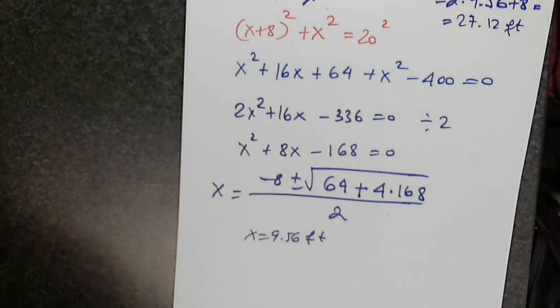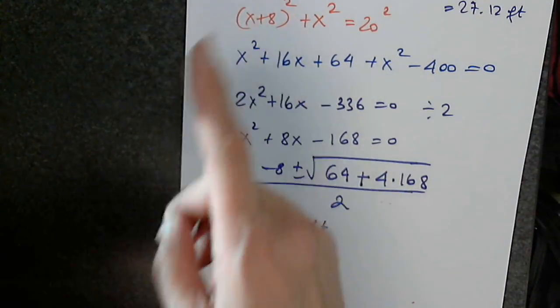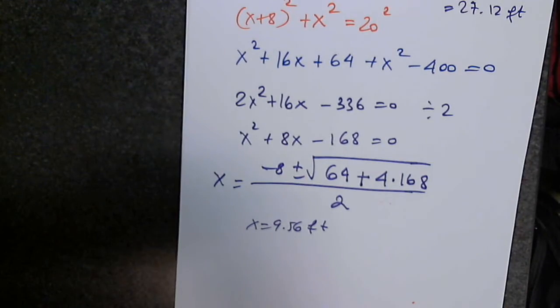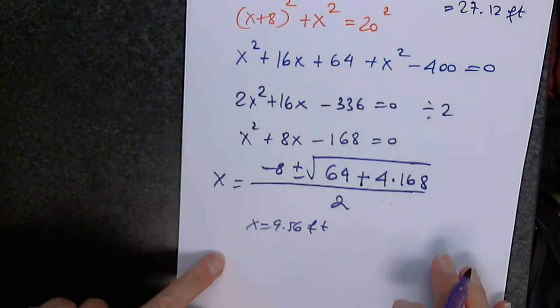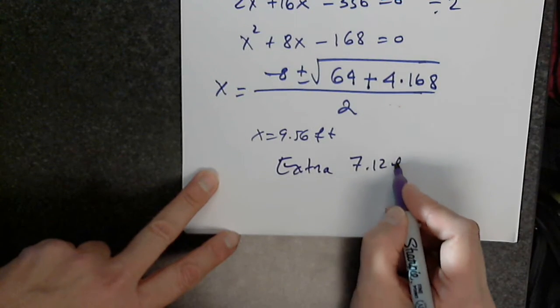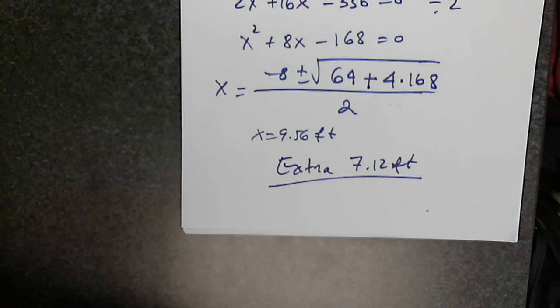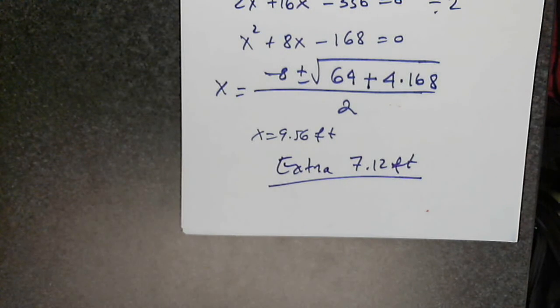So how much longer are we walking on the sidewalk versus cutting across? 7 point, yes, extra 7.12 feet. Indeed, extra 7.12 feet. Homework is due. You must review everything we did in class. I just posted the first video.